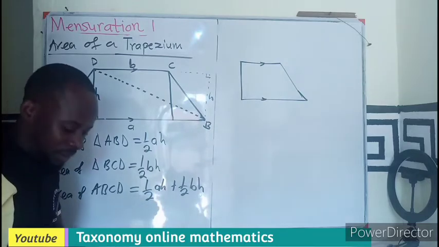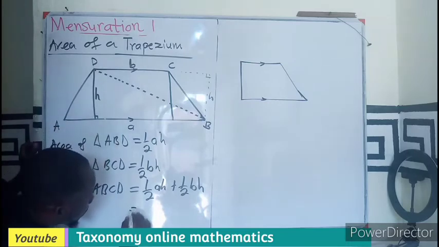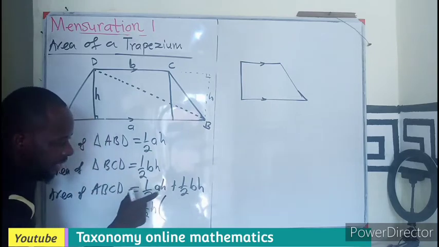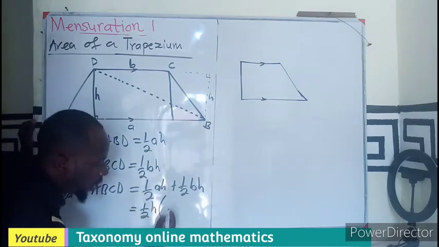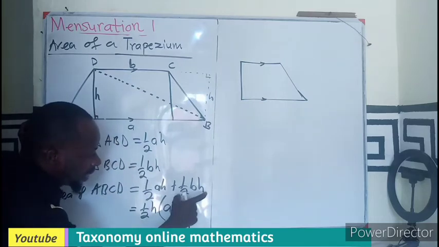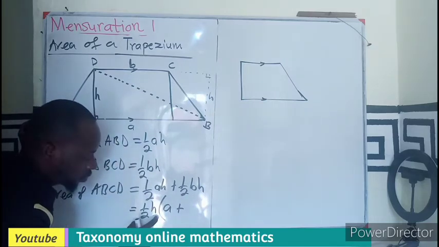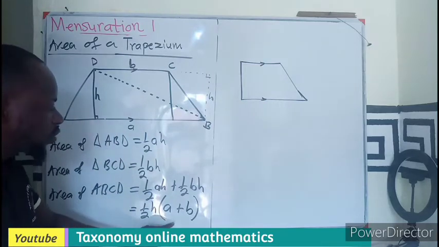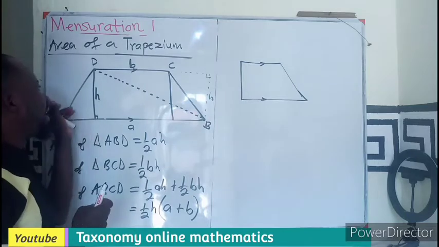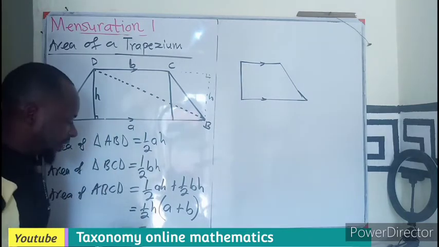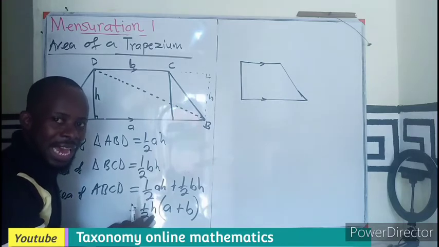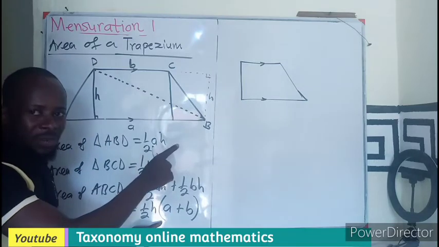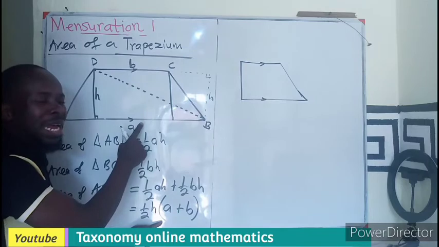So if I'm to factorize, I will be having half as a common factor, H as a common factor. Dividing this with this will leave only what? A. Dividing this part with the 1 over 2 H will also leave out only what? B. So it means, in actual sense, finding the area of a trapezium is just half times the height multiplying the sum of the straight edges, or the sum of the upper base and the lower base.